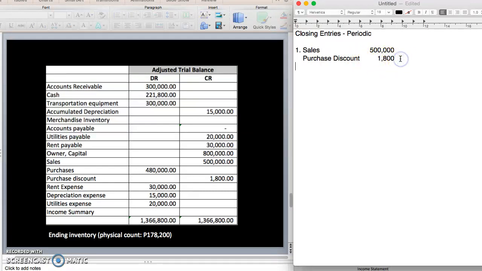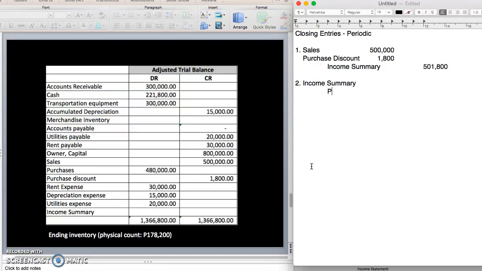Okay, and in doing so, we credit income summary. That's going to be 501,800. Next, we will close the temporary accounts that have a normal balance of debit. So we pair this with income summary.